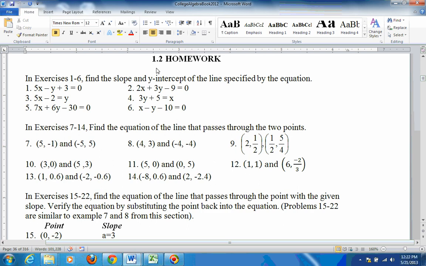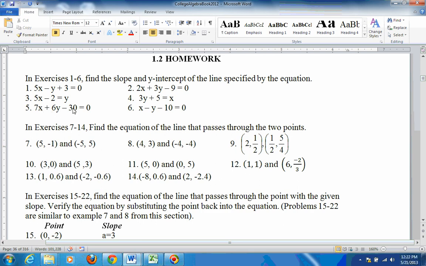Okay, here are a few homework problems from section 1-2. In exercises 1 through 6, you're supposed to find the slope and y-intercept of the line specified by the equation. These are similar to section 1-1. You just solve them for y. Like this one, maybe you would take the y to the other side and get y equals 5x plus 3. So you add y to both sides. So there's nothing new with these.